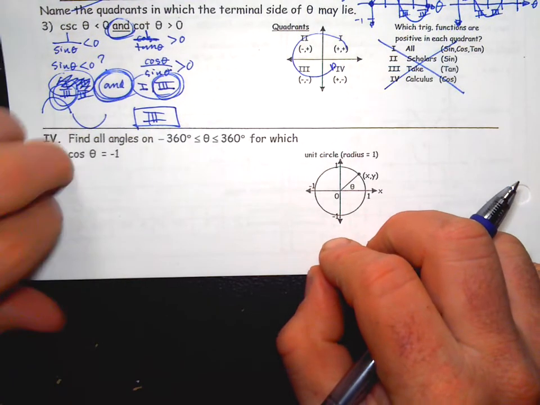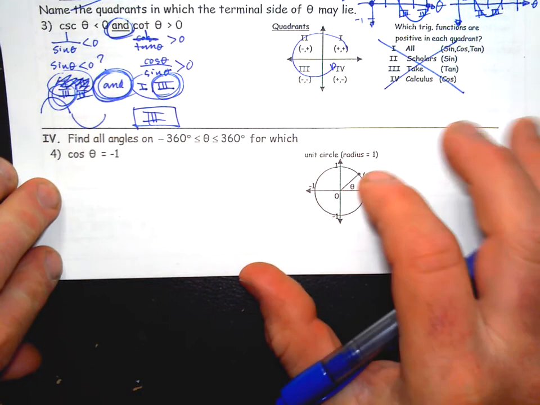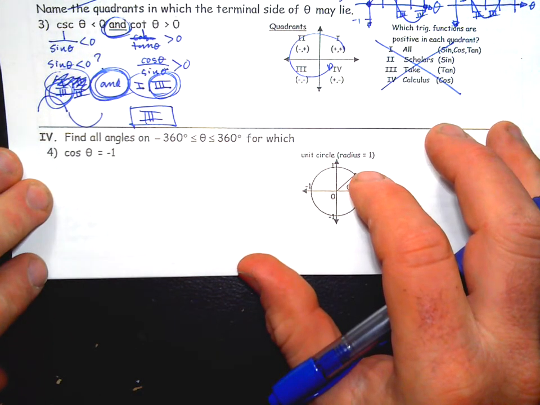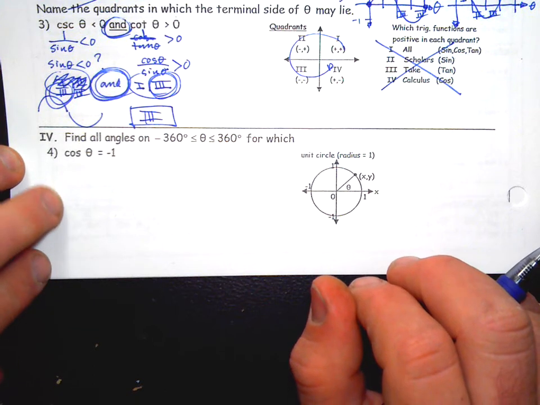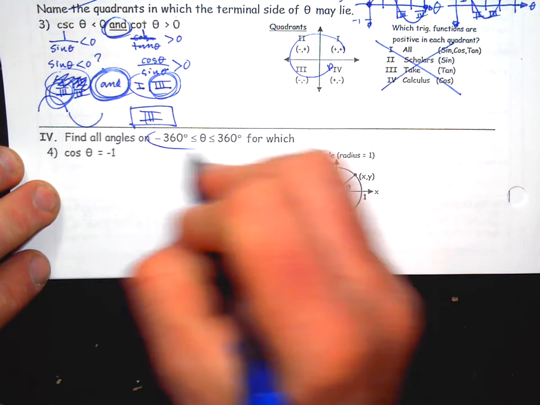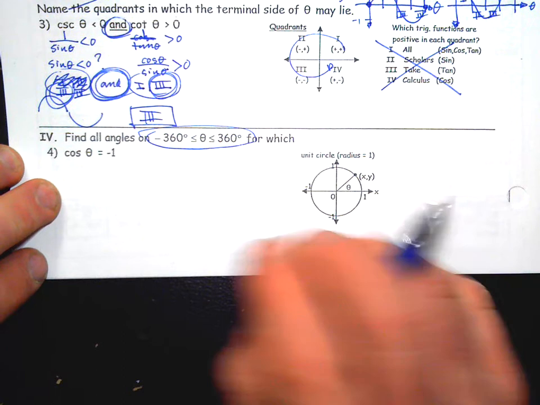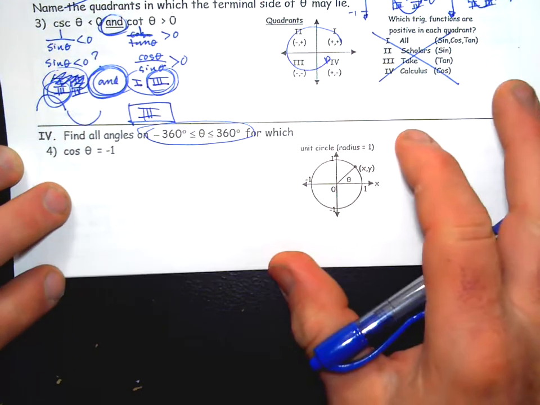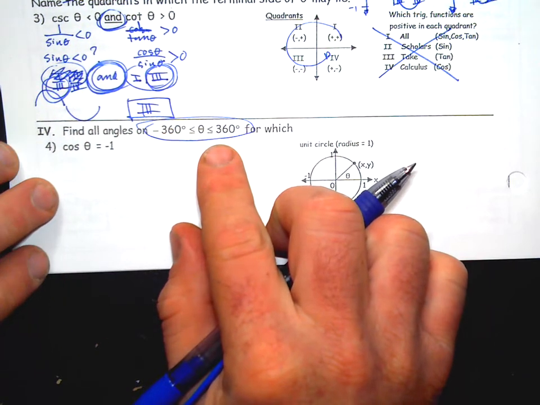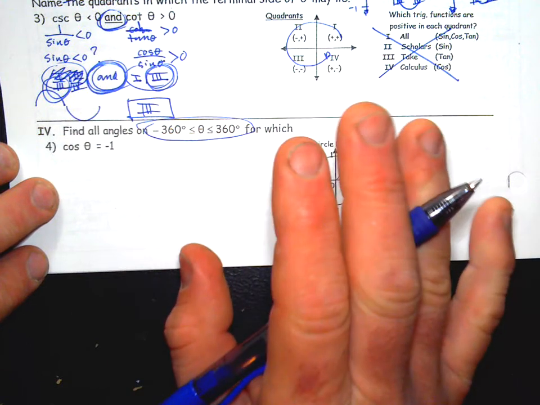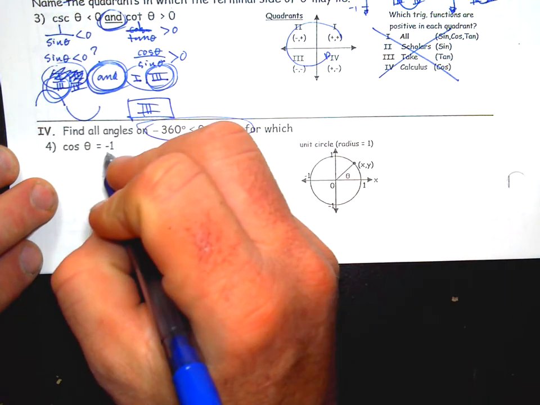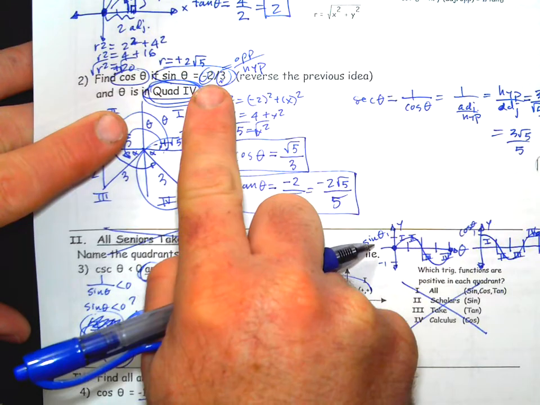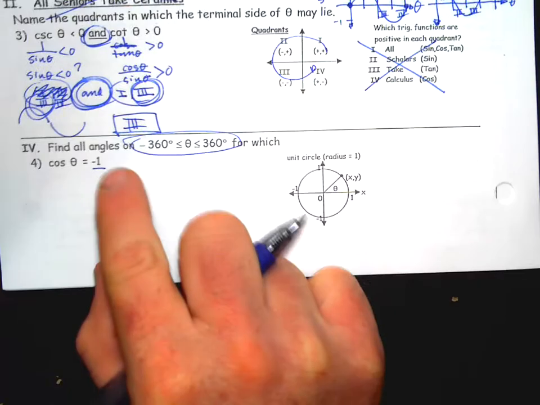Number 4, find all angles from negative 360 to 360 for which cosine theta equals negative 1. Okay, so there are infinite answers generally for trig problems because the wave keeps going forever, but we often get restrictions on where we want the answers. So we just need to find all the answers here. This is kind of like that problem up there, right? I gave you a trig, but asked you to find another trig. But here I'm actually asking you to find the angle.